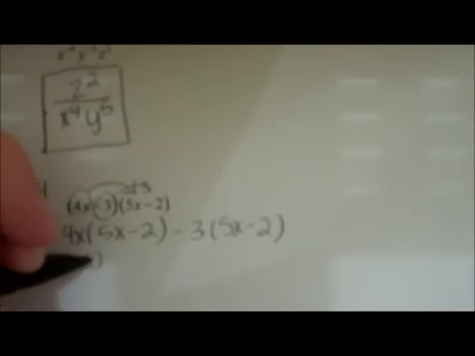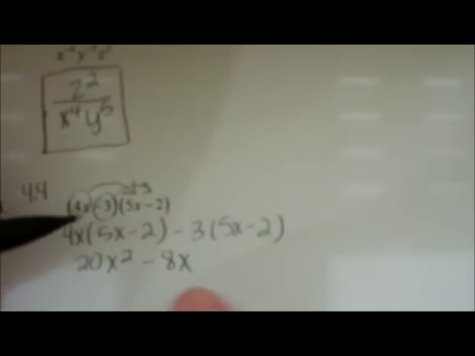Number 13, 4.4. Okay, I'm going to work this out the longer way. I'm going to take this first one, 4x, and multiply it by the entire parentheses, 5x minus 2. I'm going to take the second term, negative 3, and multiply it by the entire parentheses, 5x minus 2. Now I'm going to distribute 4x times 5x, that's 20x squared. 4x times negative 2, negative 8x. Take the negative 3, distribute it to the 5x, that becomes negative 15x. Negative 3 times negative 2 is positive 6.